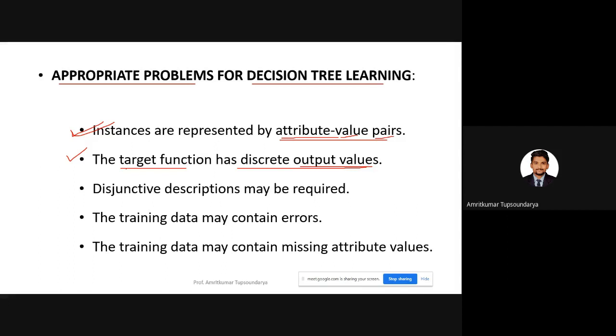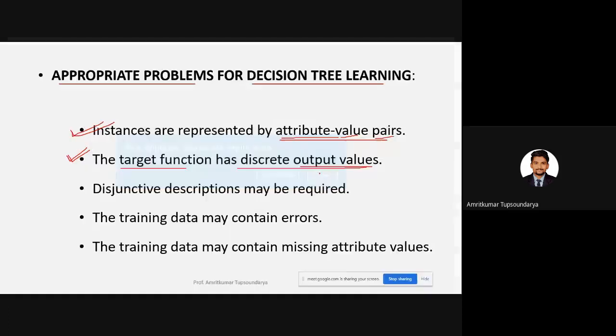The target function we used in our previous lecture, in our previous model, was the enjoy sport problem. The target function should have a discrete output value, enjoy sport yes or enjoy sport no. If we have those characteristics, we can say that that particular problem fits into the decision tree learning algorithm.